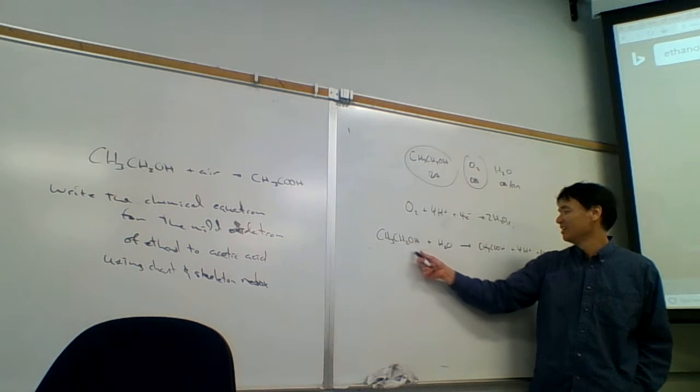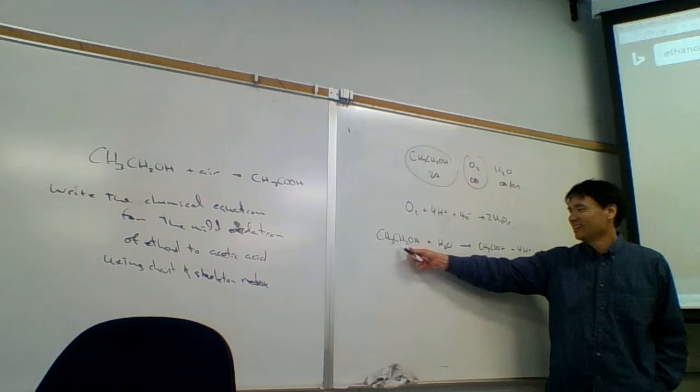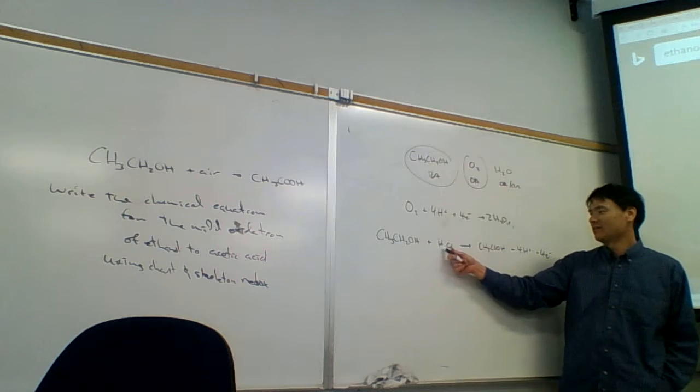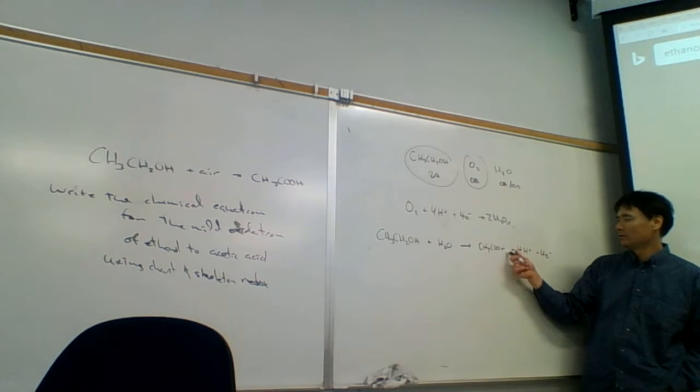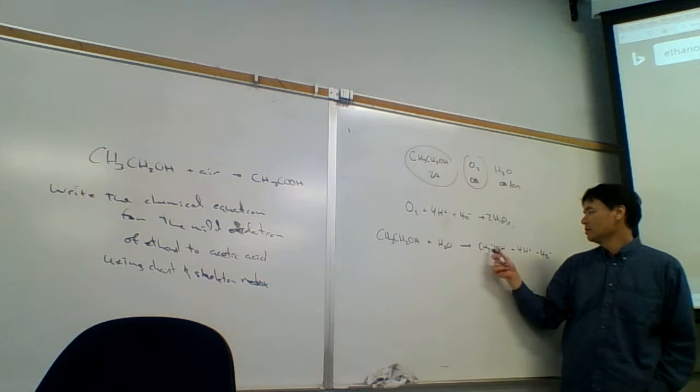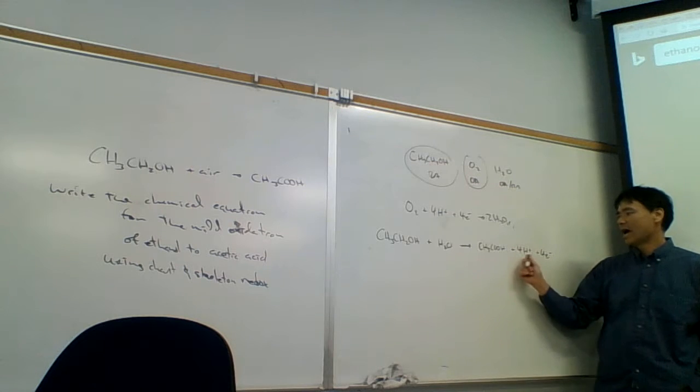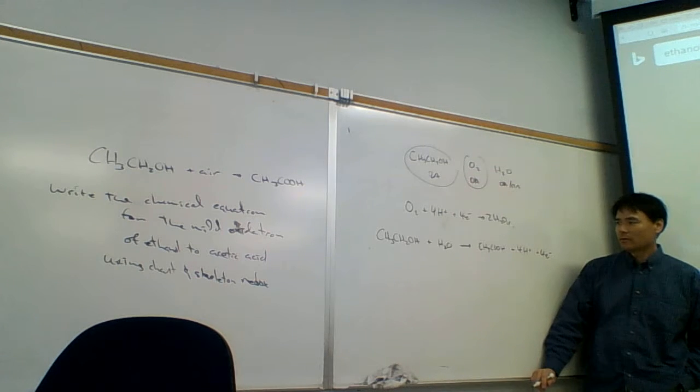2 carbons, 2 carbons. 8 hydrogens: 4 plus 4 is 8 hydrogens. 2 oxygens, 2 oxygens. Okay, so the atoms are balanced, but we also have to check one more thing.